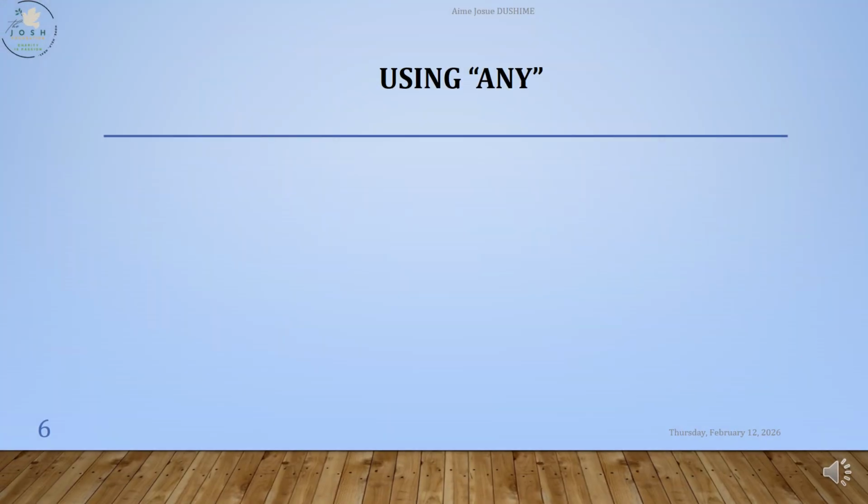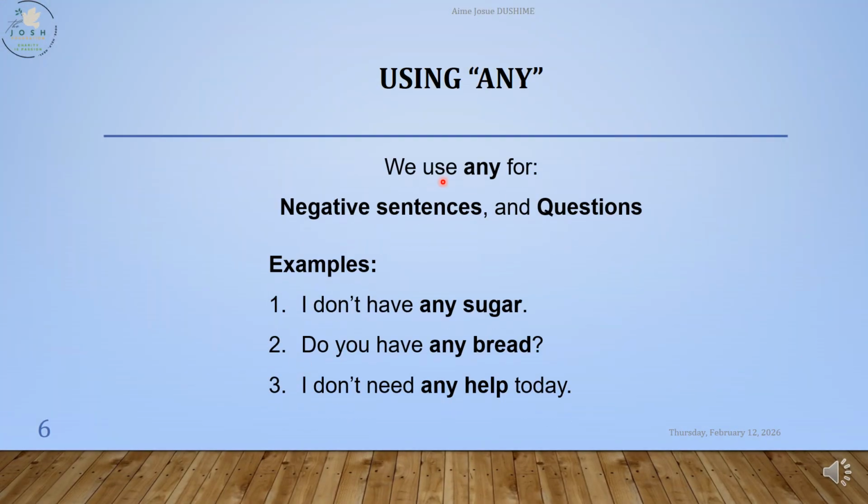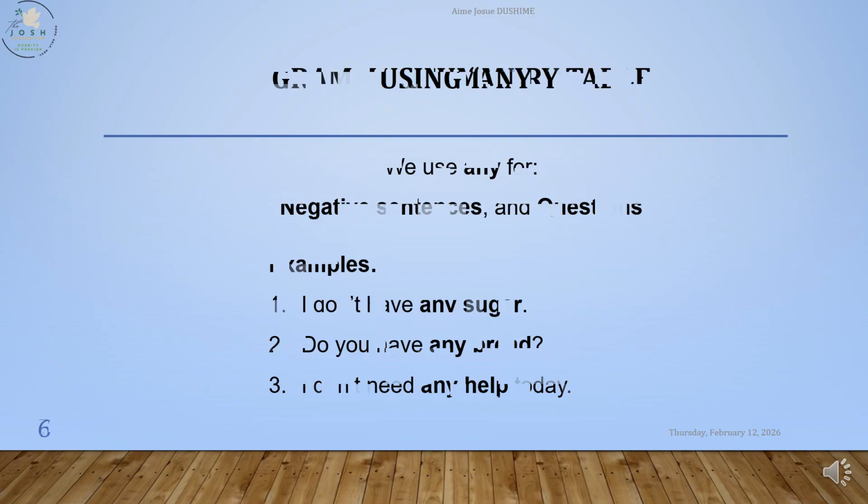How about any? How do we use any? We use any for negative sentences and questions. I don't have any sugar. Do you have any bread? I don't need any help today. When it is a negative, use any. When it is a question, use any. Like that.